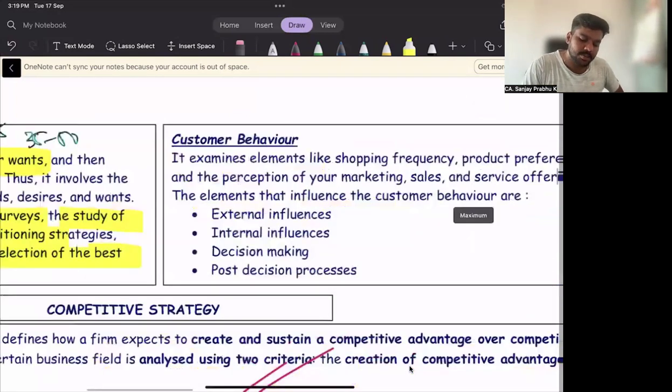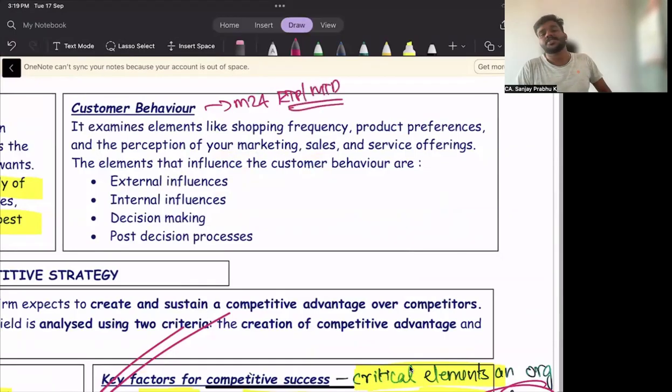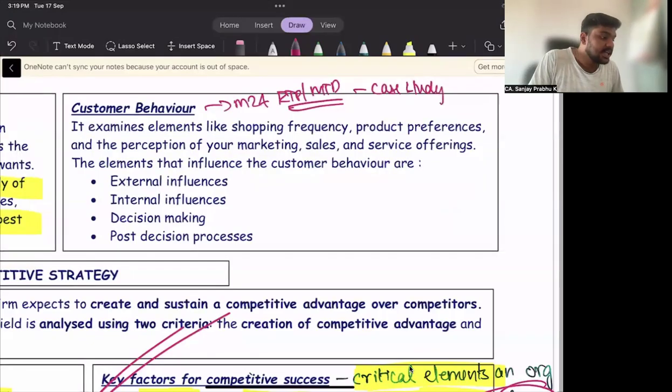Now moving on to customer behavior. This is very important because in the May 24 RTP or MTP, I don't remember which, there is a question from customer behavior and it's a case study based question. That's a superb question, so please make sure you go through that question.